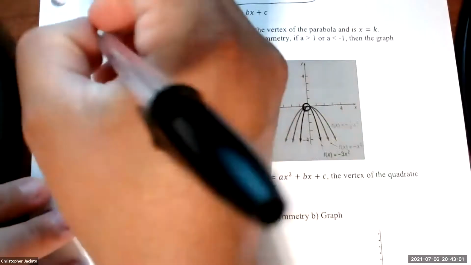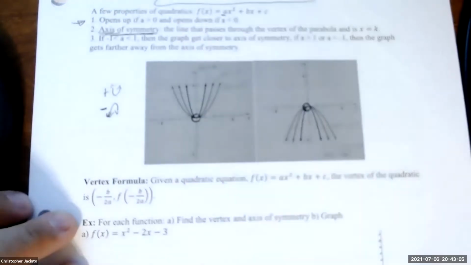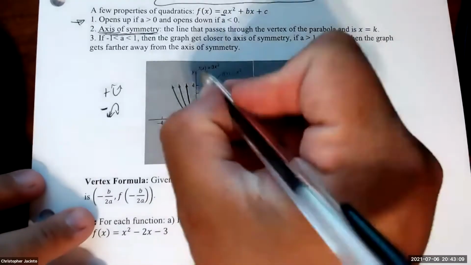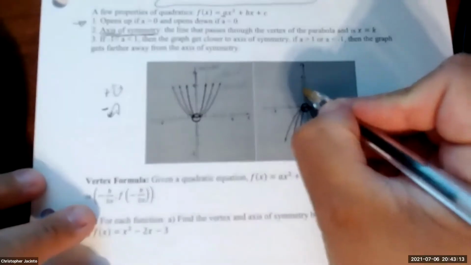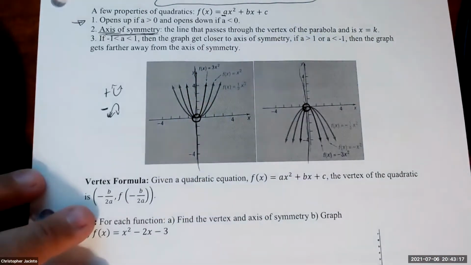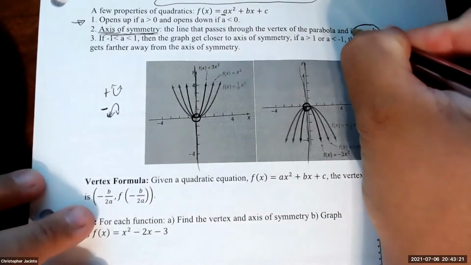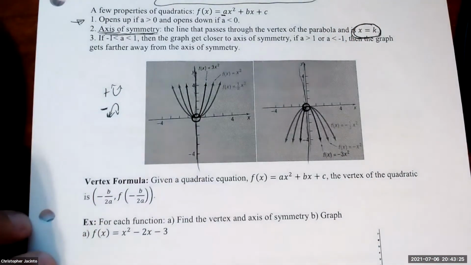Okay, and the next thing we're going to talk about is something called the axis of symmetry. The axis of symmetry is the line that passes through the vertex, and it literally cuts the graph in half. So you notice this line cuts it exactly in half, and that line is always going to be x equals k. All right. Now the question is, how do we find those values?